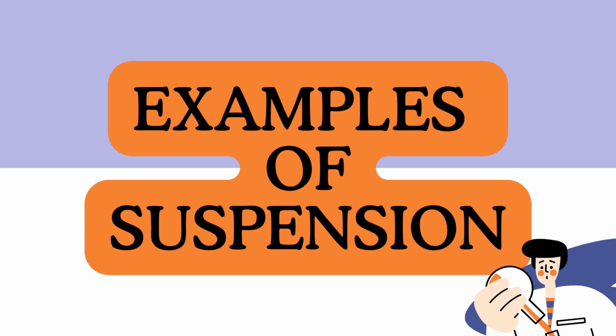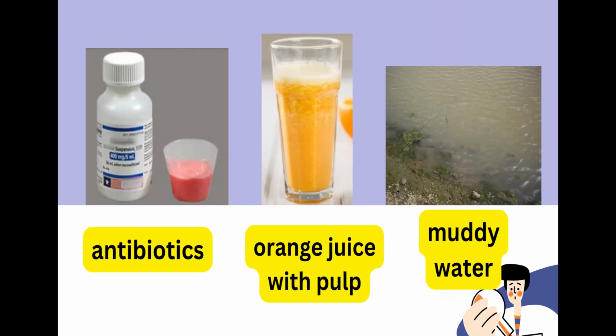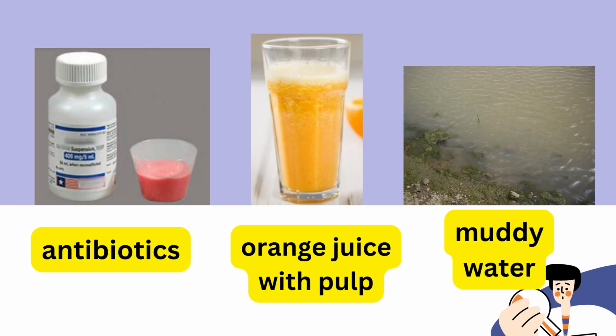Examples of suspension. Antibiotics are suspensions. Particles of suspensions settle at the bottom. Some substances do not mix with water or in other liquids. They just settle out when left undisturbed. Medicines. Some liquid medicines are suspensions. You might have seen instructions to shake the bottle before use. That's because the medicine particles need to be evenly distributed in the liquid before you take it.